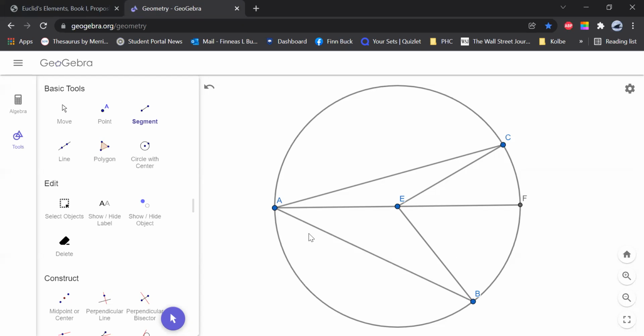Next, EAB plus EBA equals EAB plus EAB, or 2 EAB. The reason for this is common notion 2: if equals be added to equals, the sums are equal. We already established that these two angles here equal each other, and so two of one of them equals the sum of the two of them, because of common notion 2.